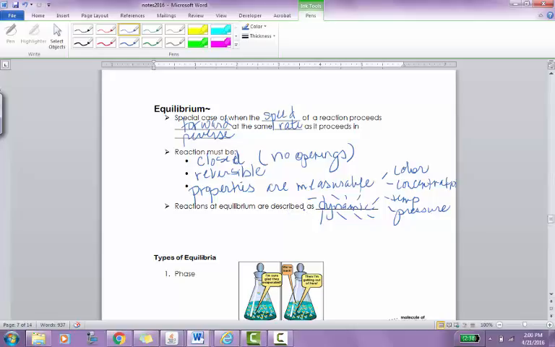So let's do an activity, an equilibrium exploration of sorts that you're going to do now in class together. Find a partner and get the activity. Away you go.